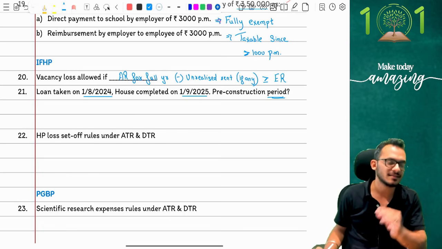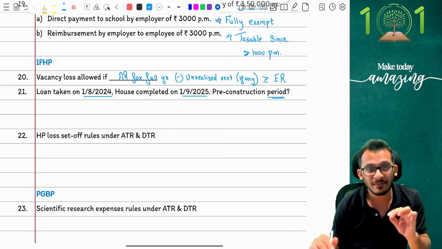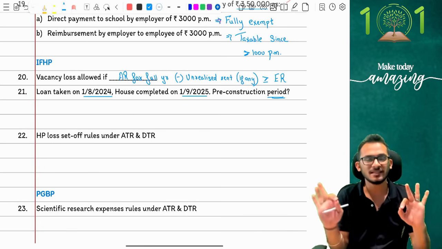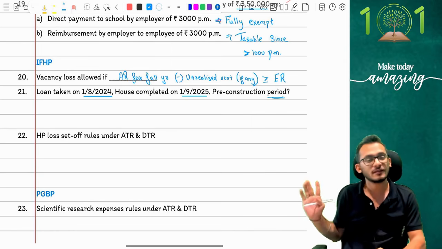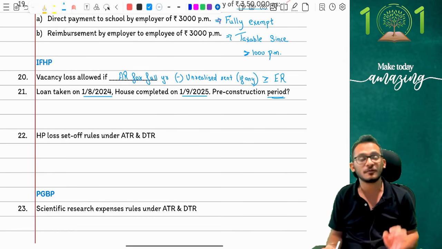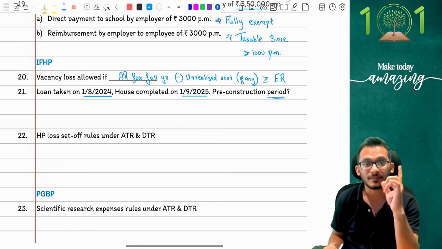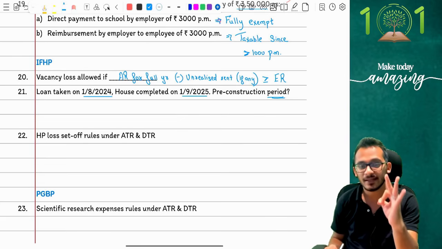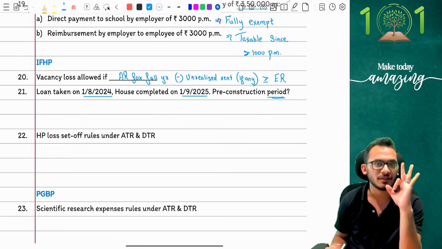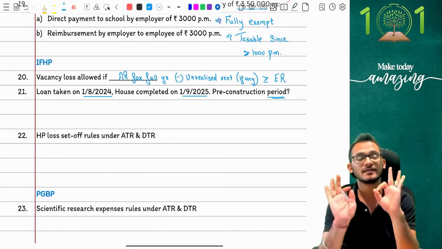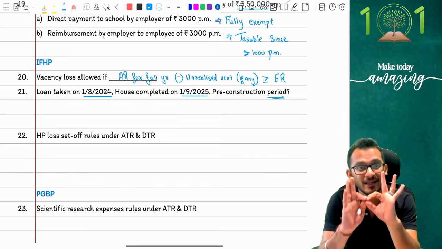This is where the challenge is. Students don't understand or sometimes get mixed up between HP and PGBP. Because in PGBP also we have the concept of borrowing cost. In HP also we have the concept of borrowing cost. But HP rules are different. HP comes and tells you that, my dear child, if a house is completed in the middle of the year, this whole year itself is not considered as pre-construction interest. So look very, very carefully.